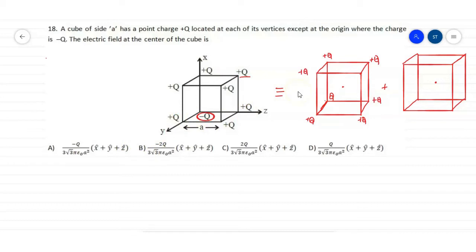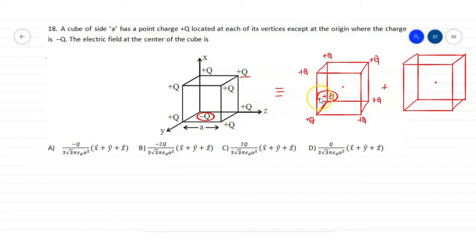Instead of the given cube, I am going to consider it as a combination of two identical cubes. In the first cube, as I have already pre-drawn here, each vertex has a charge plus q. Now if you compare it with the original cube, at 7 vertices we have plus q. The only difference is at the origin. In the actual case, it is minus q, and here I am considering it as plus q.